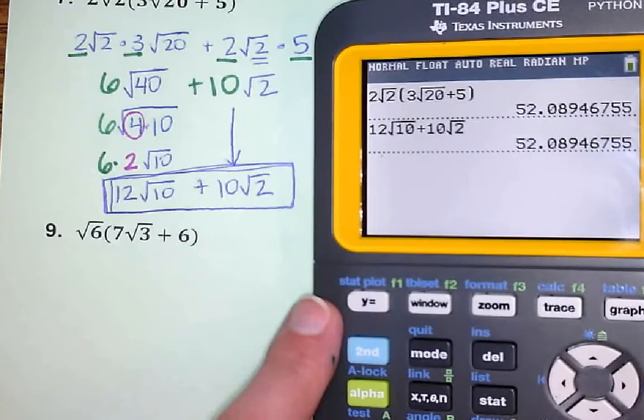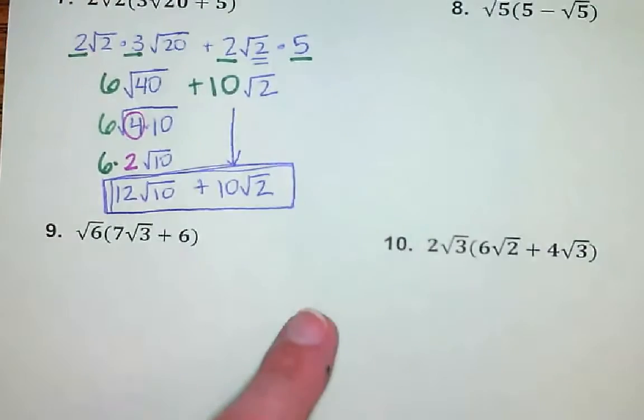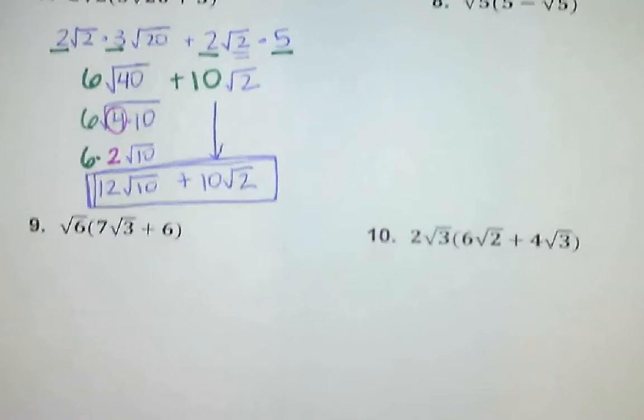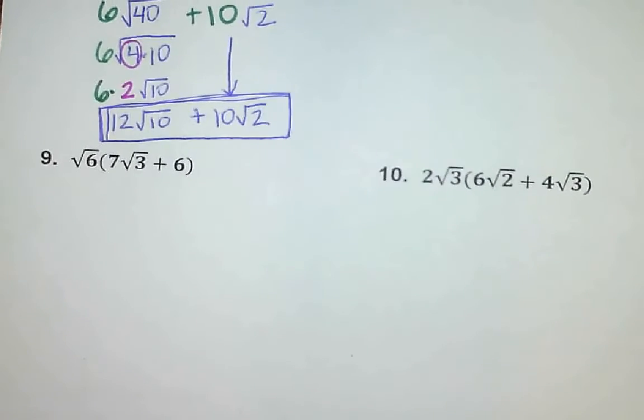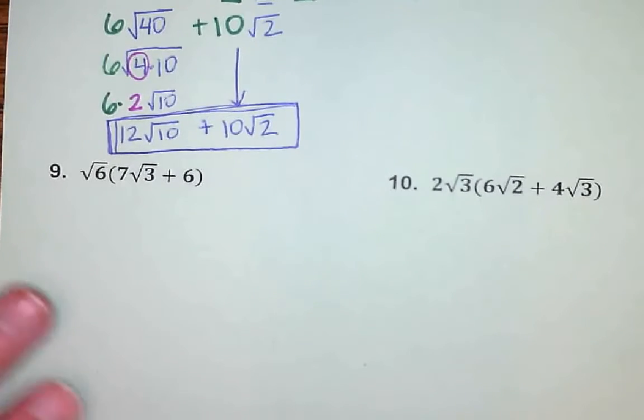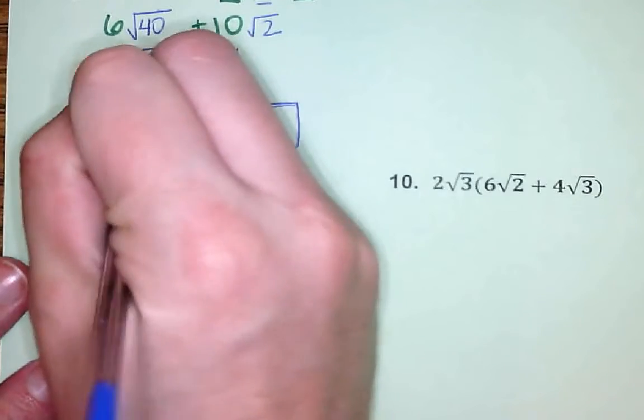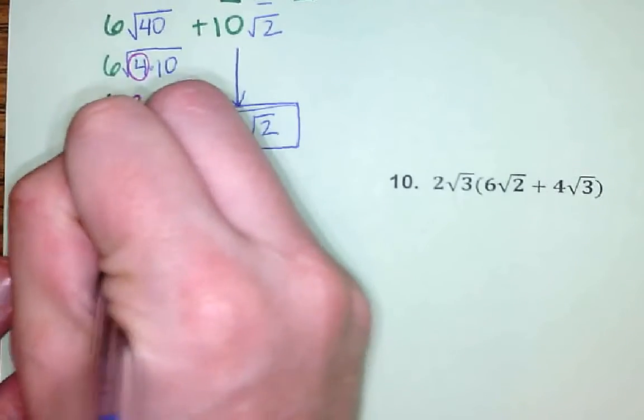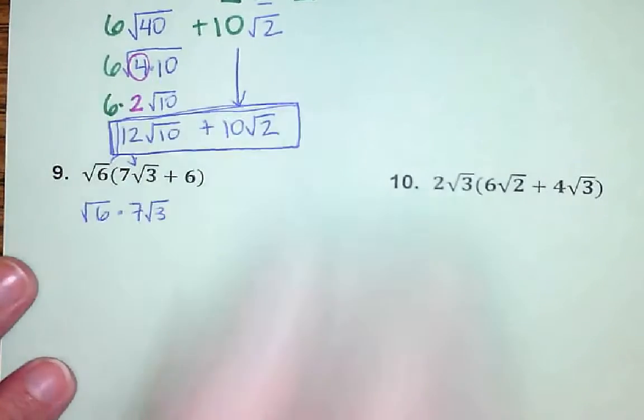I'm going to do number 9 down here. So guys, we do the square root of 6 times 7 square root of 3 plus the square root of 6 times 6. Are you guys okay with that?